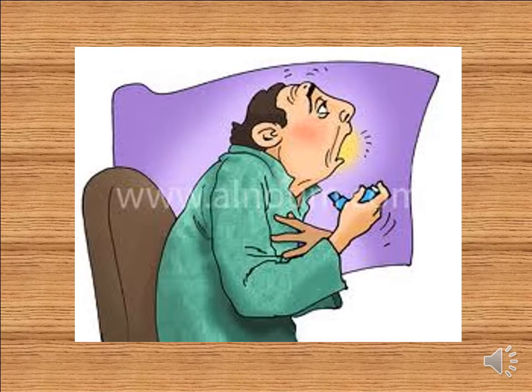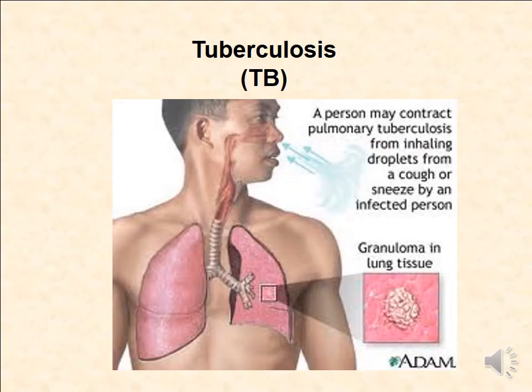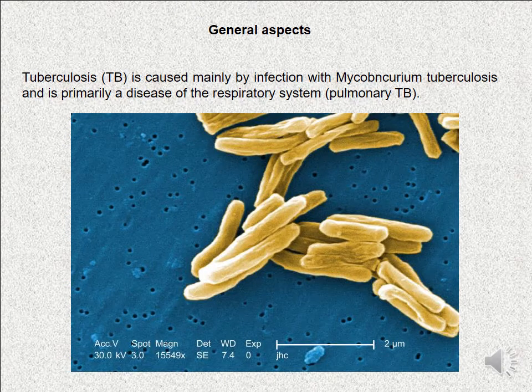The last disease of the respiratory system is tuberculosis, an infectious disease caused by tuberculosis bacteria. A person may contract pulmonary tuberculosis from inhaling droplets from a cough or sneeze by an infected person, which leads to granuloma in lung tissue, a specific granuloma of the lung tissue.